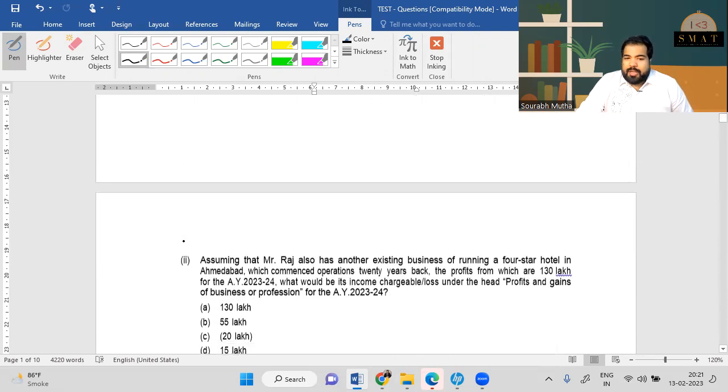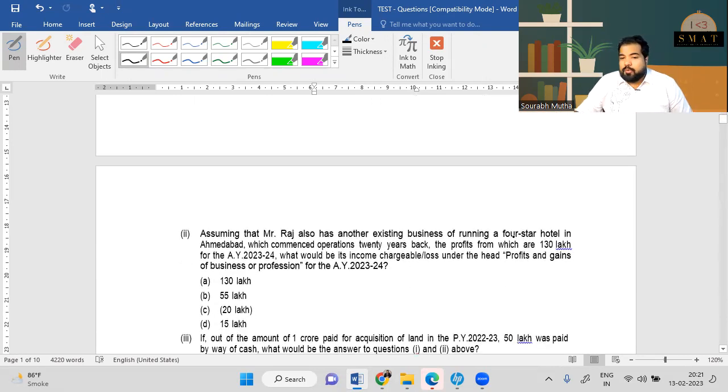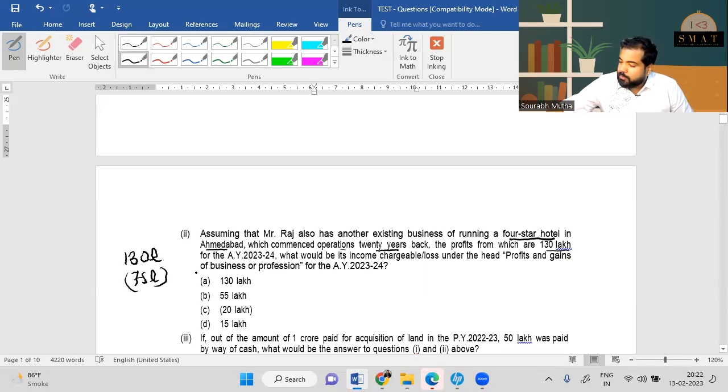Moving ahead, assuming that Raj also has another business of running a 4-star hotel in Ahmedabad, which commenced operation 20 years back. Doesn't matter, even if it's 20 years back, it's still a specified business. So can I minus it? Yes. The profits are 130 lakh from the Ahmedabad hotel. The loss is 75 lakh from this hotel. So 130 minus 75 is 55 lakhs of profit. So answer is B, 55 lakhs.